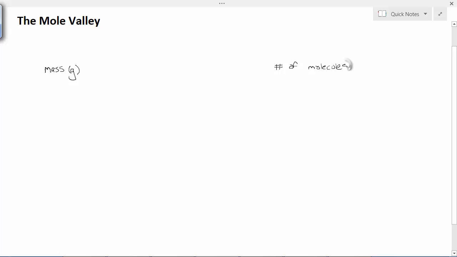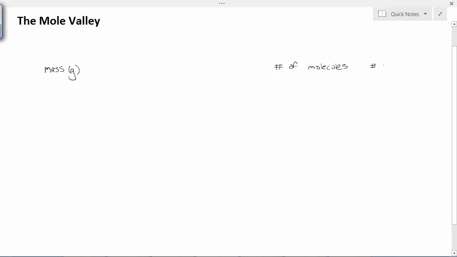Let's have a look at a helpful little way that we can remember how to navigate through these mass, mole, molecule, atom type conversions. This is called the mole valley. While I'd love to take credit for it, the credit actually belongs to a former student of mine. Let's imagine that we're actually walking from one unit to another.